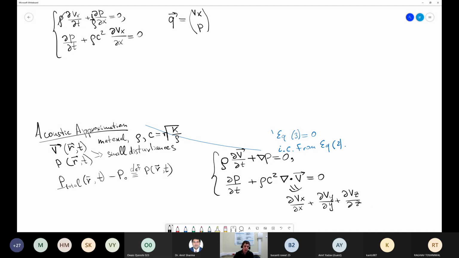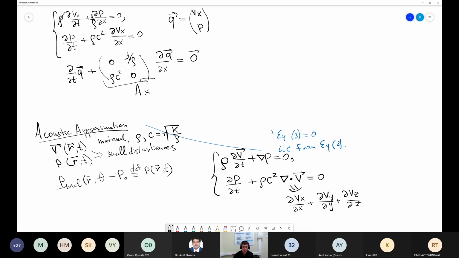So we can rewrite this system in the form d over dt of the vector q plus some matrix multiplied by d over dx of the unknown vector q is equal to the 0 vector. And let's calculate the 4 elements of this matrix. This matrix we will denote Ax. Something multiplied by dvx over dx, 0. Something multiplied by dp over dx, 1 divided by rho. And here something multiplied by dvx over dx, rho c squared, and 0.